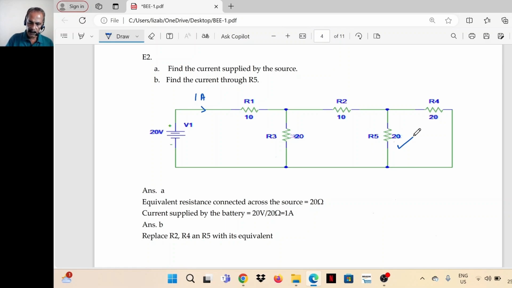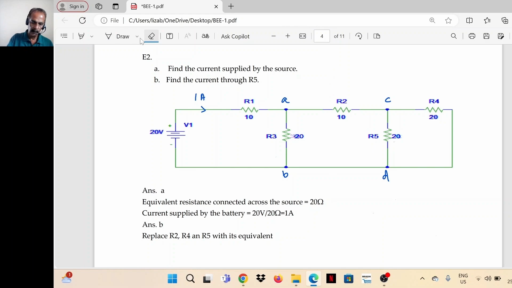So let's see how it will divide. This is junction A, this is B, node A, node B, this is node C, node D. See, B and D are the same. Now these two 20s are connected in parallel, equivalent is 10. So 10 added to this 10 is 20.